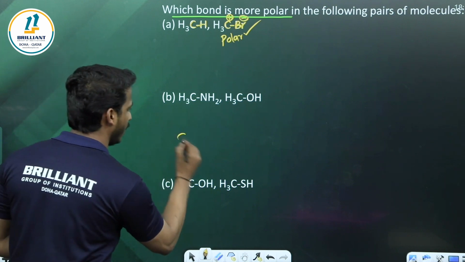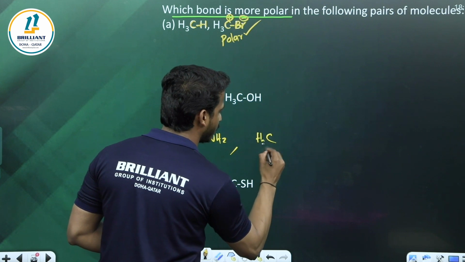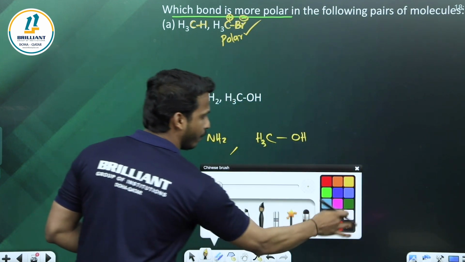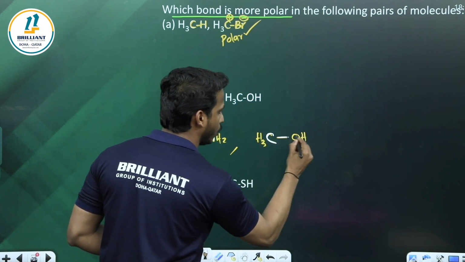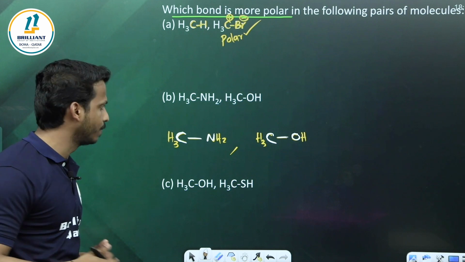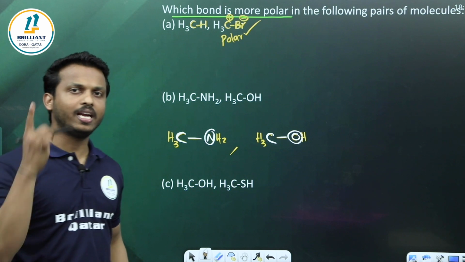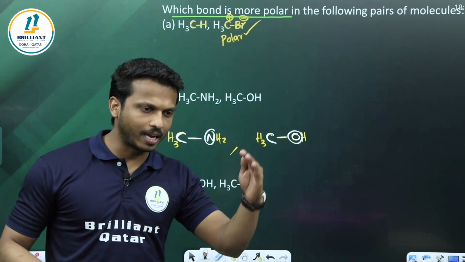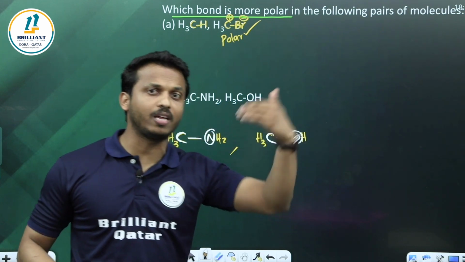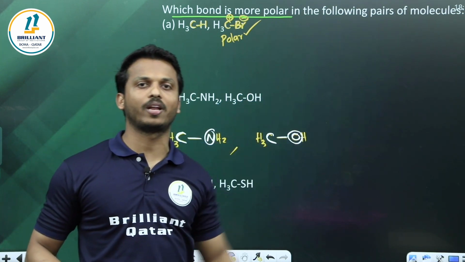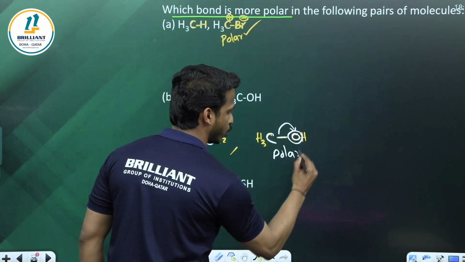Let me show you this example. It is given CH3NH2, the pair is given CH3OH. What is the basic difference? In the first, carbon is connected to nitrogen. Here carbon is connected to oxygen. Where is there a large difference? See, carbon common, right? Here nitrogen, here oxygen. Check, nitrogen or oxygen, which is more electronegative? See the right side of the periodic table, across a period, electronegativity increases. Oxygen is the most electronegative element. So this will be most polar. Okay, most polar.